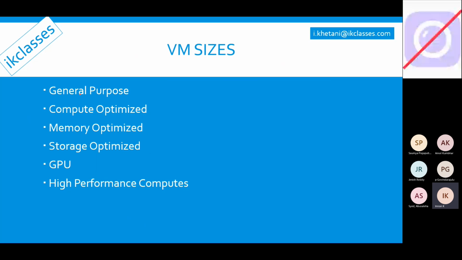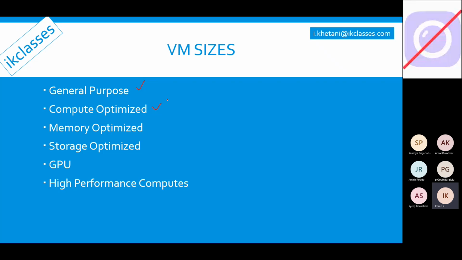Next, Azure has a number of VM sizes. According to your workload, you'll have to choose one of them. General purpose is mostly used for testing or development purposes. Compute optimized is where we get high CPU. If you have any application that requires more CPU power, you'll have to use compute optimized.